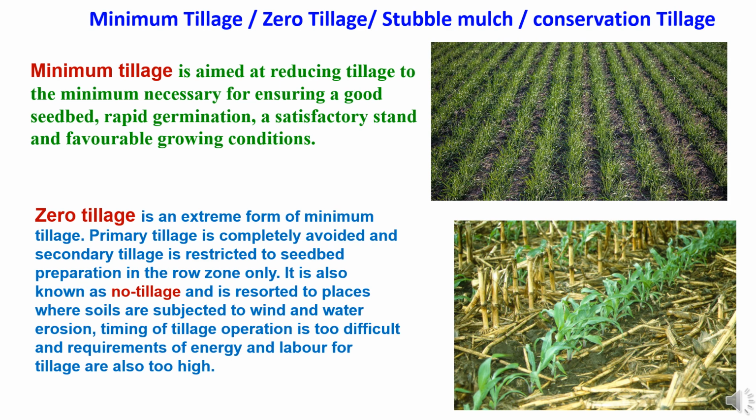Now first we will go through minimum tillage, which is aimed at reducing tillage to the minimum necessary for ensuring a good seedbed, rapid germination, and a satisfactory stand and favorable growing conditions. Second is zero tillage, which is also known as no tillage. This is an extreme form of minimum tillage. Primary tillage is completely avoided and secondary tillage is restricted to seedbed preparation in the row zone only.